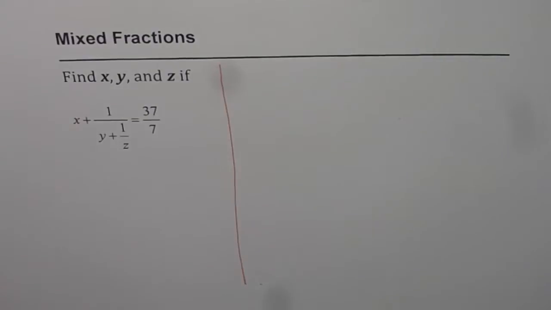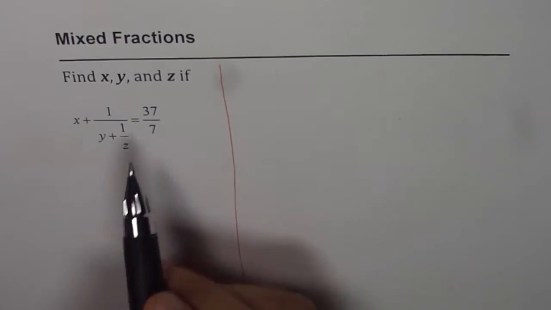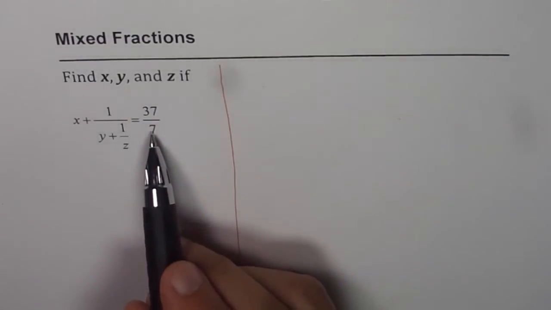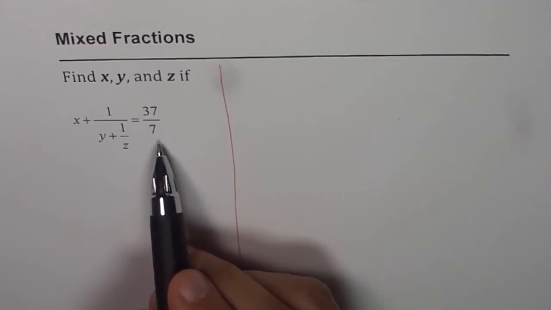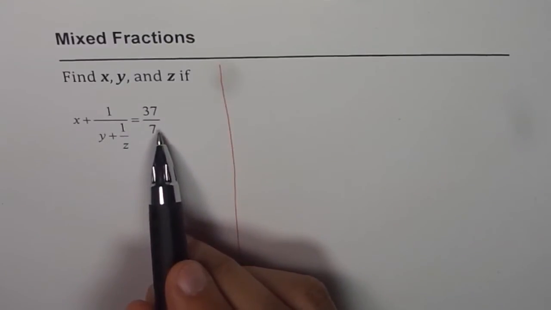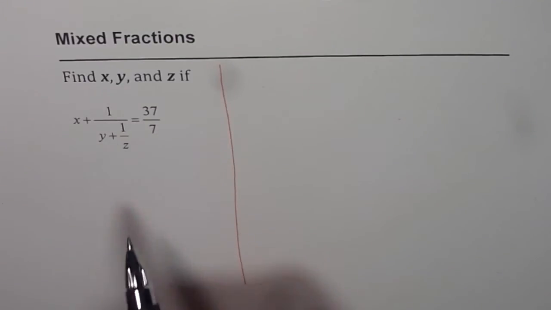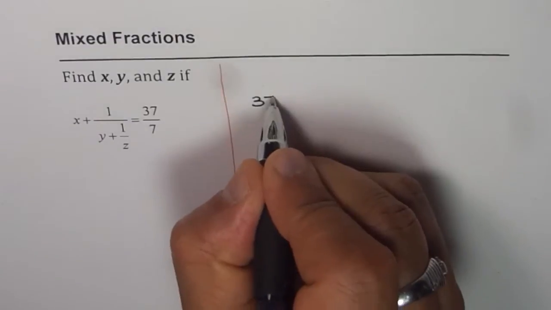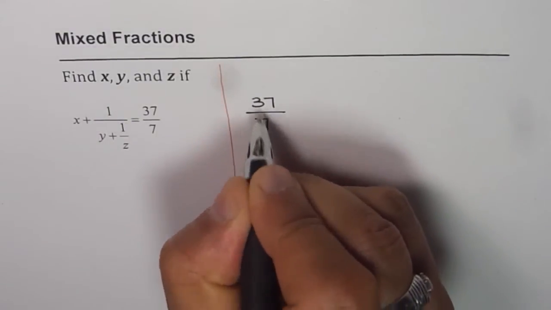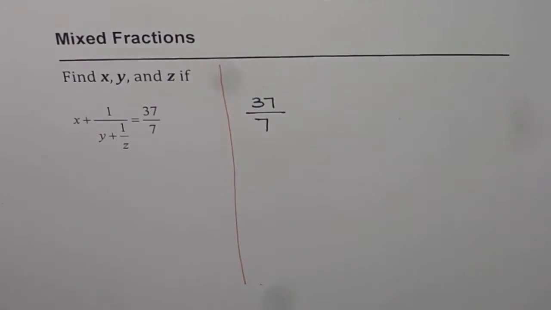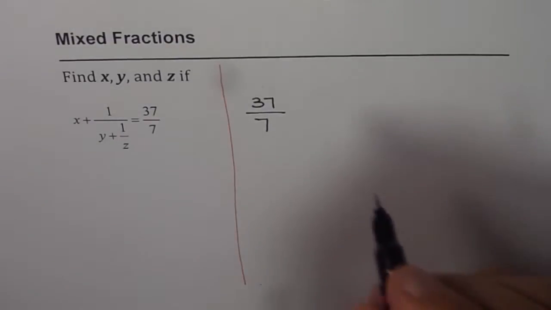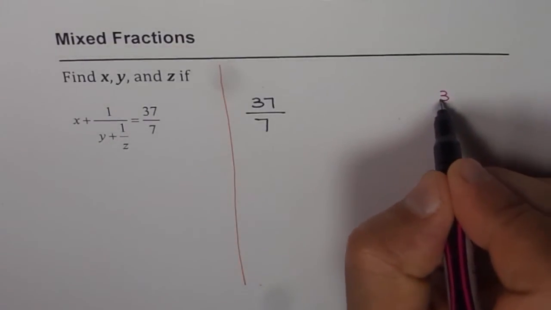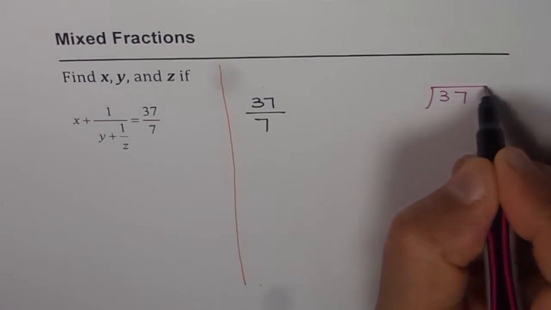So I'll try to show you the solution here. We'll start with the right side, which is an improper fraction. We'll write this improper fraction in the mixed form and then compare the numbers. That is the strategy which we are going to follow. Let's do that. So it is 37 over 7, and I want to write this as a mixed number. How do we do that? We do it by dividing 37 by 7, right?